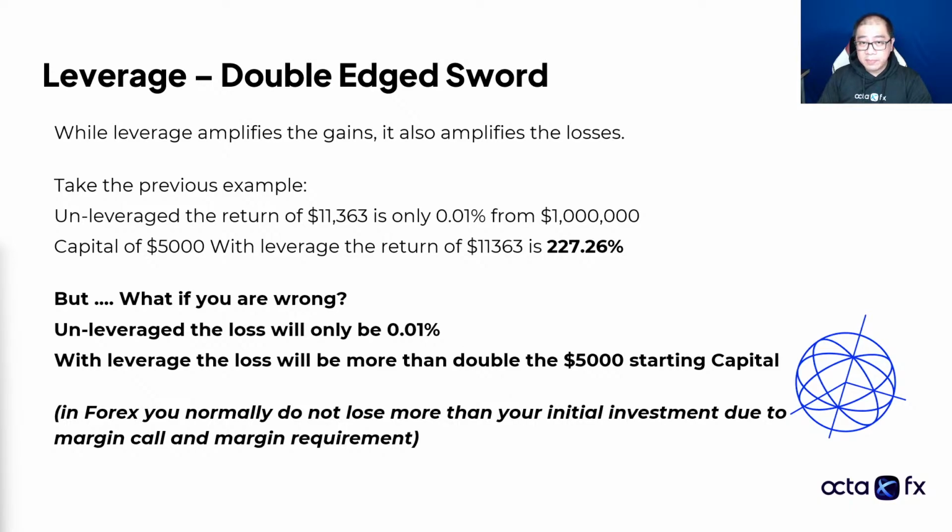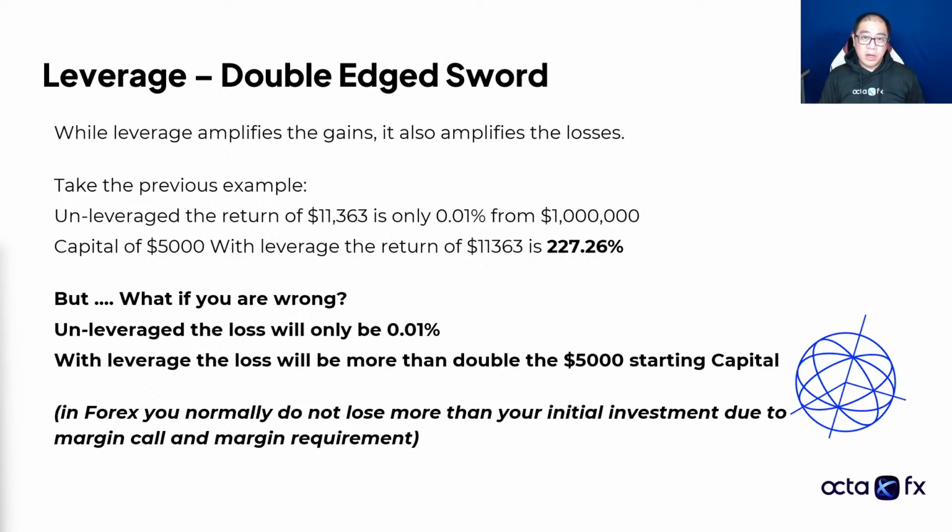Now, take the example from the previous slides. If we have a 1 million position, unleveraged, the return of 0.01% of that 1 million position is actually 11,363, and that is risking only 0.01%, right? The gain is also 0.01%. But if you only have a capital of 5,000, with leverage, with the same return, 11,363, that is 227.26%. So this is what I'm talking about.